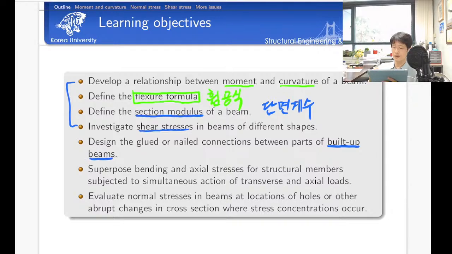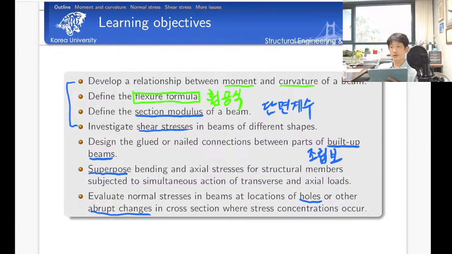Okay? In 우리말, 조립법. And then after that, we'd like to talk about the application of the principle of superposition, 중첩의 원리, for the beam problem, the combination of beam problems and the actual problems. And then we'd like to talk about the effect of holes and other abrupt changes in the cross sections on the stress measure.